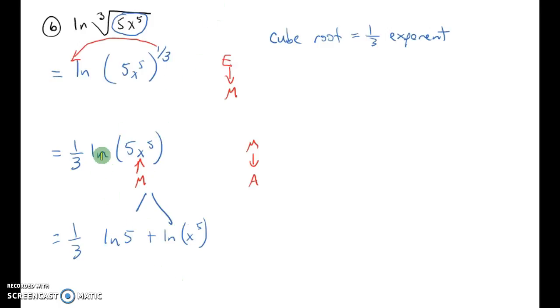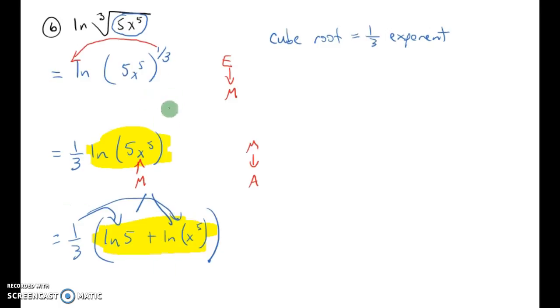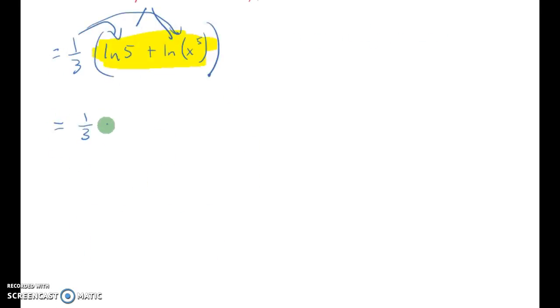Now, let's back up though. My 1/3 was multiplied by this natural log, which has now been split into two pieces with a plus. So to make sure my 1/3 is multiplied by the entire yellow thing, I still need my parentheses. So I have to distribute my 1/3 to get rid of those parentheses. So I end up with 1/3 times the natural log of 5 plus 1/3 times the natural log of x to the 5th. And then here I have an exponent, and exponents become multiplication. So this 5 is going to jump to the front here.